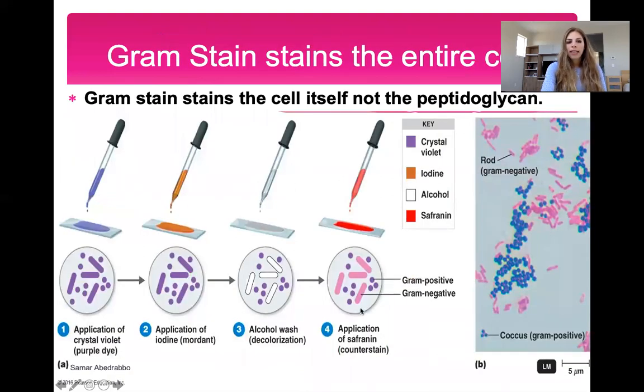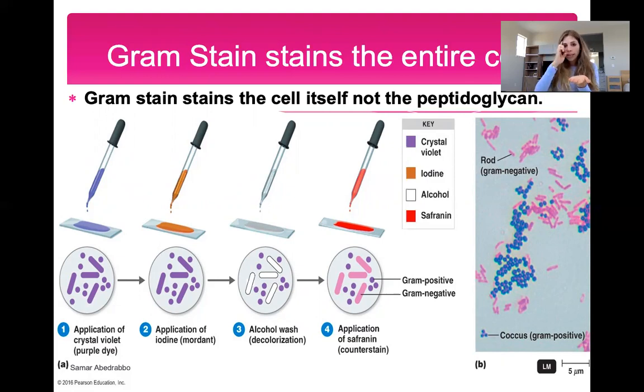So with the method, the gram stain stains the whole cell. I know we've been talking about the cell wall and peptidoglycan a lot, but just keep in mind that the stain stains the whole cell, not just peptidoglycan. And basically, to summarize how the gram stain works, let's say you get a lung sample or a urine sample from someone, you put it on a slide, you have your bacteria on a slide, and then you go and do the gram stain.